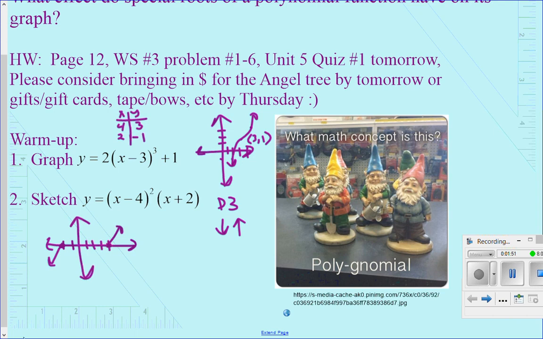And then I'm going to make sure that at 4, I make it bounce because it's a double, and through at negative 2. So through at negative 2, and then bouncing at positive 4. And that's my polynomial.